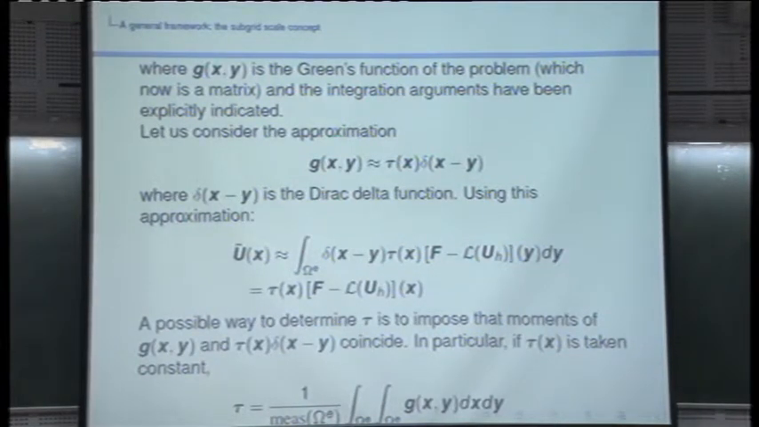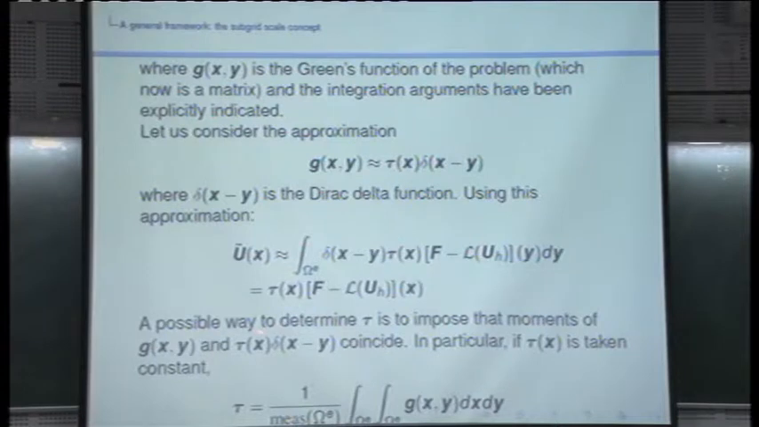So what is the conclusion? The conclusion is that u tilde is directly proportional to the residual, with the proportionality constant being, not constant, but function, the proportionality constant being tau.